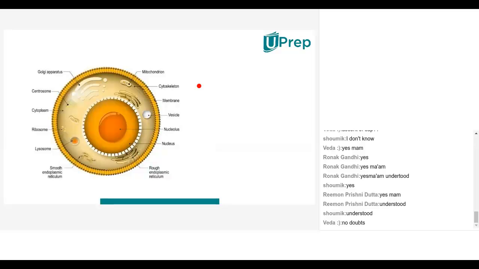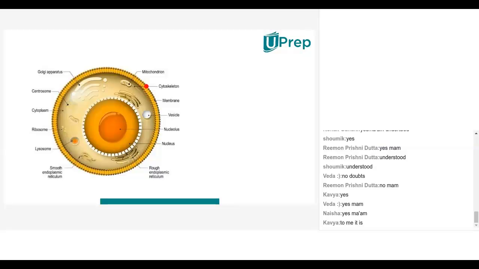Now, is the slide visible to everyone? Here if you see, this is the whole cell. Here they have taken an example of which cell? Is it a plant cell or animal cell? Yes, animal cell. It's an animal cell. How can you conclude that it is an animal cell?